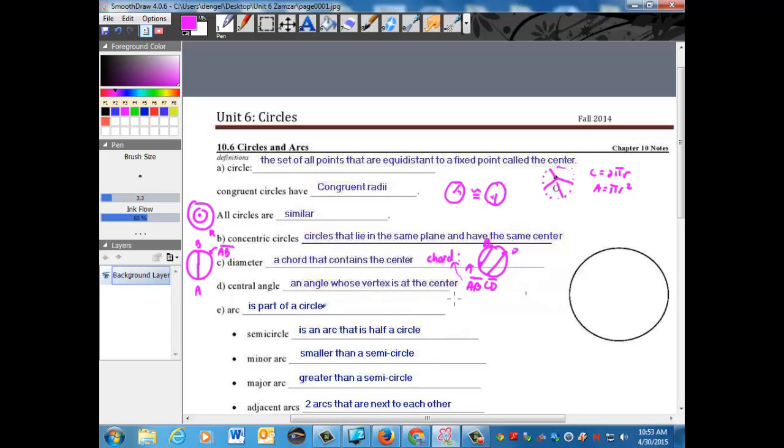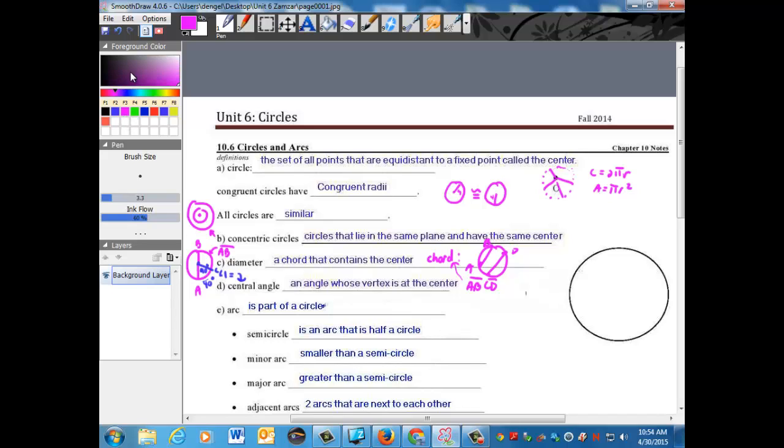Next big term we have is a central angle. A central angle is an angle whose vertex is at the center. Let me change colors here. If I draw this angle right here, let's call this angle 1. Angle 1 is a central angle because it's formed at the center. Let's say this angle was 40 degrees. Then the measure of this arc is also going to be 40 degrees, and we'll get into that in a second as well.